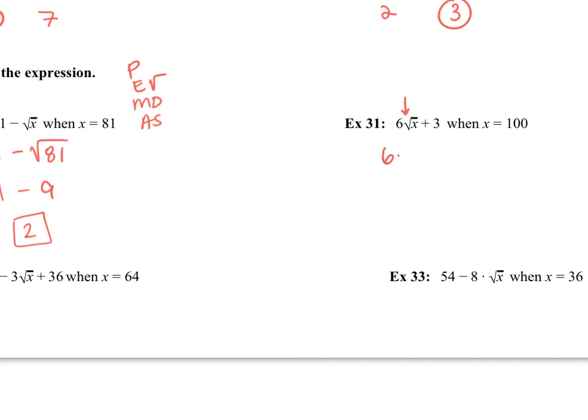For example 31, it's important to remember that that's going to be implied multiplication. So I've got 6 times the square root of x, but x is 100, and then plus 3. Also just notice that the hat on the square root just covers the 100. It doesn't extend all the way over. If it did, we would actually add those.